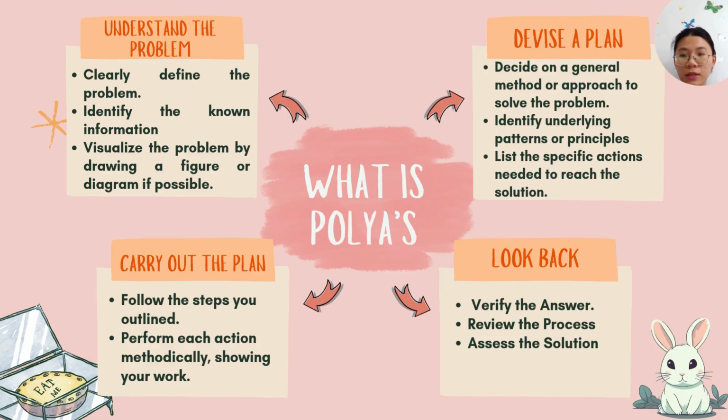And the third one is carry out the plan. You should follow the steps you outlined carefully and show your work methodically. This step requires focus on accuracy. If you plan well, this part becomes much easier. If something doesn't work, you can always revisit and adjust your plan.